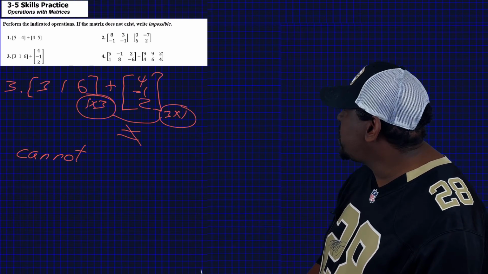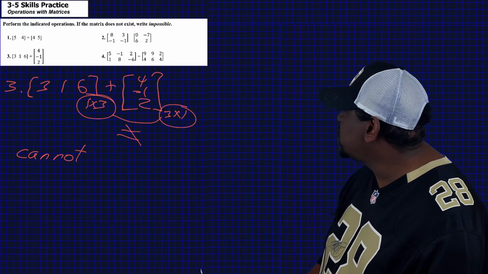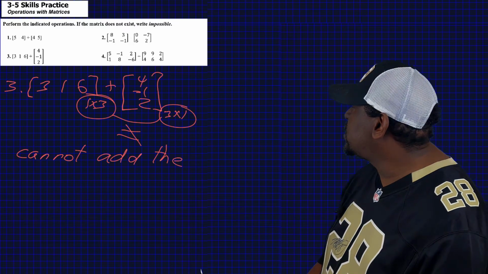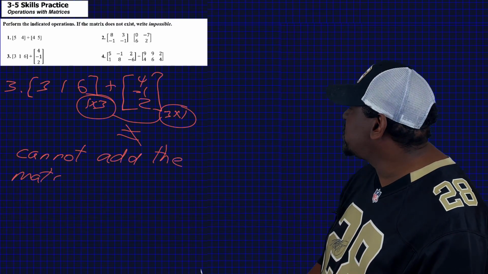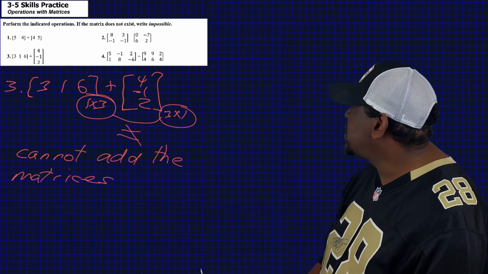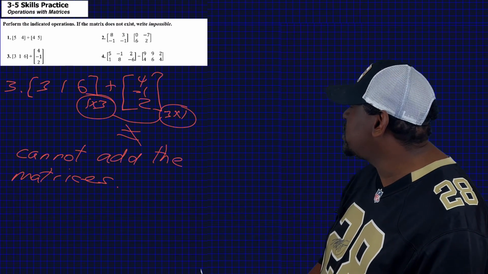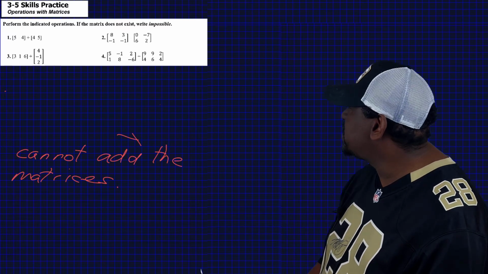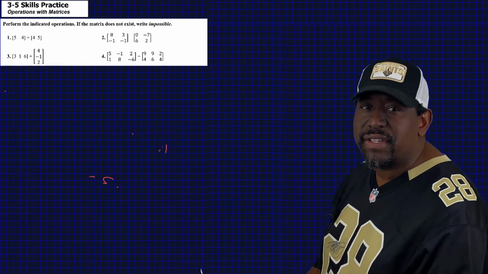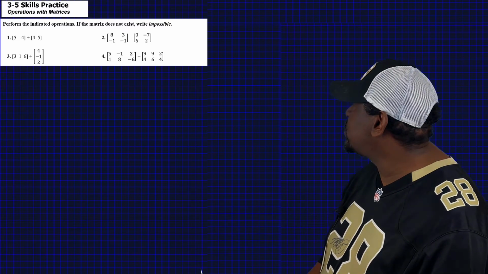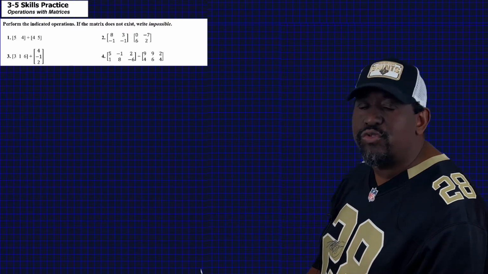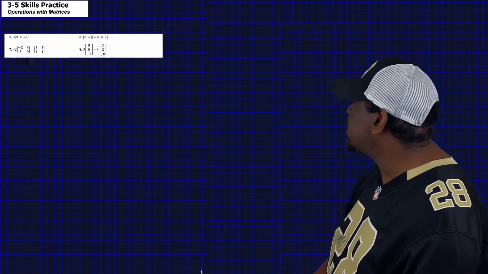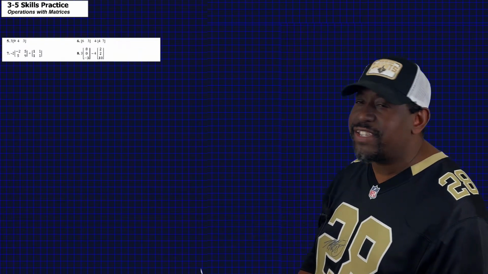I don't know if the NOLA MATHMAN will put impossible, but we know that they cannot be added. And so basically, you can say you have no solution. Directions said to put impossible, but the NOLA MATHMAN does not put that, but we know that means the matrices are impossible to solve. So you would put impossible. I guess that's not great academic language to him, so he didn't use it.